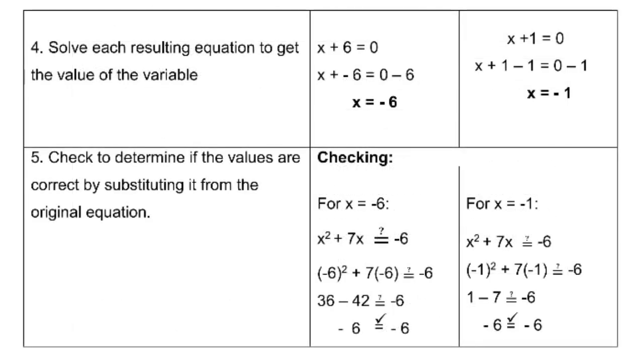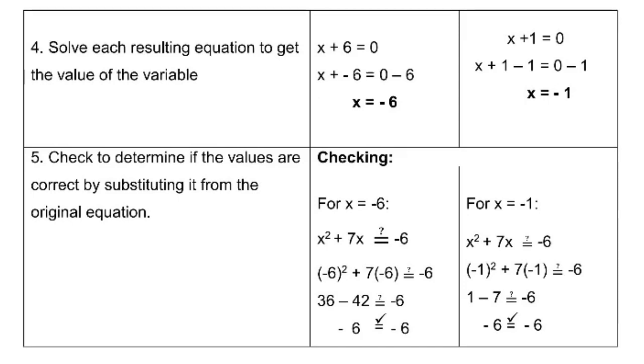Then solving this equation, x plus 6 equals 0. Transpose 6 to the right side, so x is equal to negative 6. And x plus 1 equals 0. Transpose 1 to the right side. x here is equal to negative 1.